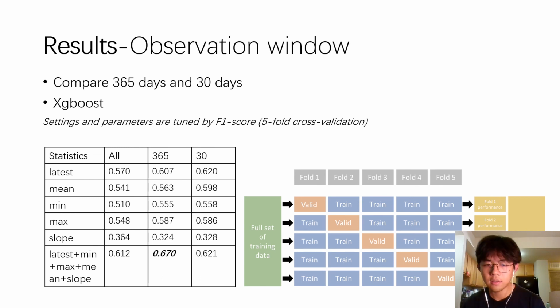So in the next few slides, I will provide some experimental results and interesting findings in our empirical studies. For XGBoost, the model achieved the best performance using a year as the observation window and the concatenation of all of the statistics of the features. Now our experiments are evaluated through 5-fold cross-validation, which is illustrated in the right figure. The idea is that we split the training set into 5 folds, then train the model on 4 of them and validate it on the remaining one. And we repeat this process 5 times and output an average performance for the evaluation.